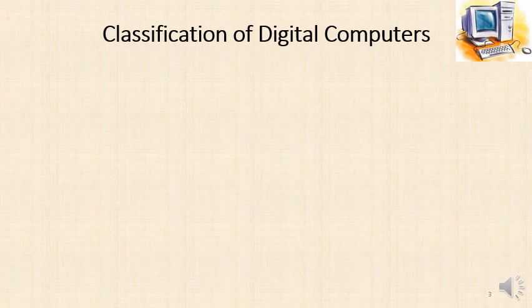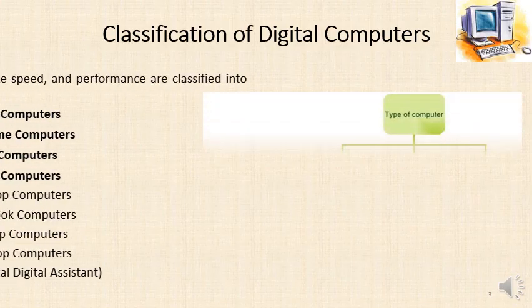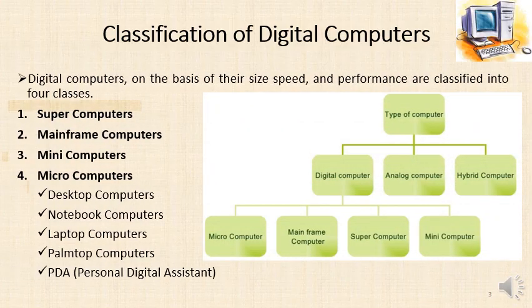Okay, now classification of digital computers. Digital computers, on the basis of their size, speed and performance, are classified into four classes. First one, that is supercomputers. Second, mainframe computers. Third, minicomputers. And fourth, microcomputers. In the microcomputers category, desktop computers, notebook computers, laptop computers, palm top, PDAs, all these are included.